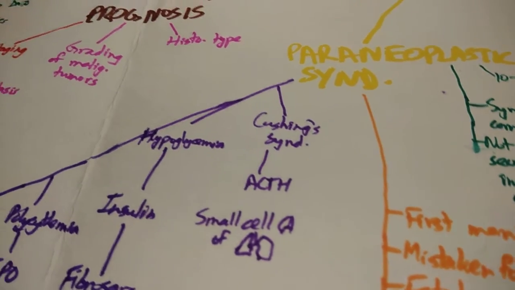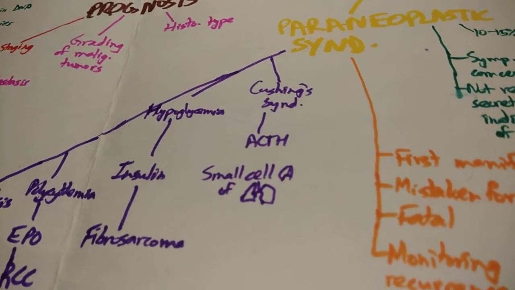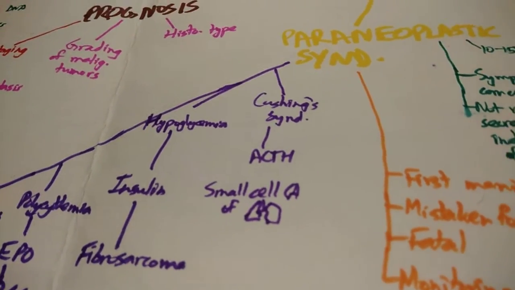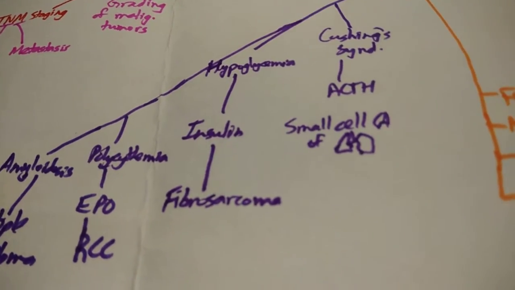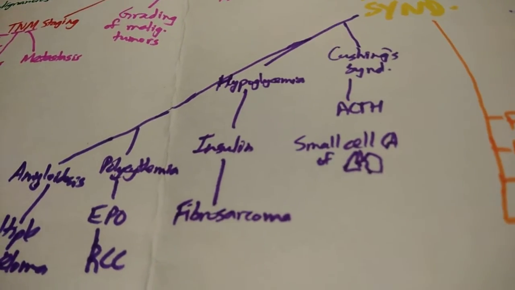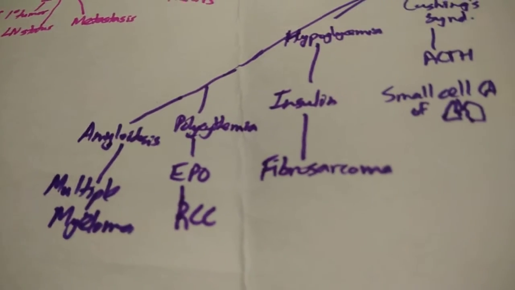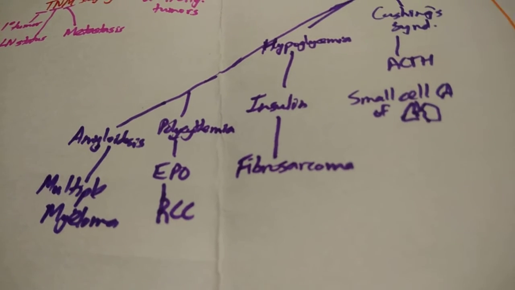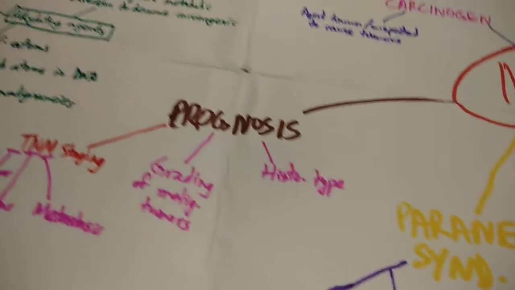Then you find hypoglycemia, where insulin is being secreted by fibrosarcomas, right? So these two can generally have a lot of endocrine complications. And then you find renal cell carcinomas secreting erythropoietin, so it causes polycythemia. And then you find multiple myeloma causing amyloidosis because there's increased deposition of the Bence-Jones protein, right? That's paraneoplastic syndrome.